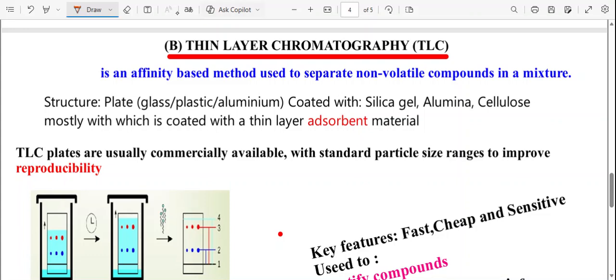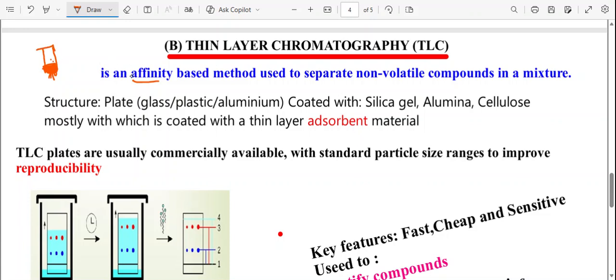All right. So let's talk about thin layer chromatography as well. Thin layer chromatography is a type of affinity chromatography where we use a certain coat or a plate that has some special absorbance properties that will be used to absorb compounds and move within it. It's a plate, by the way.